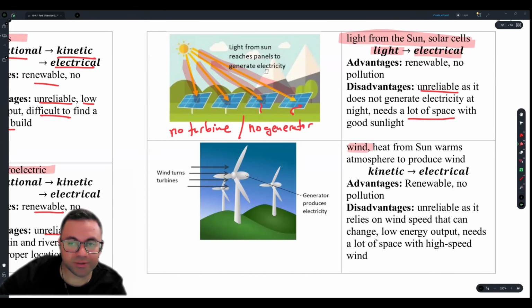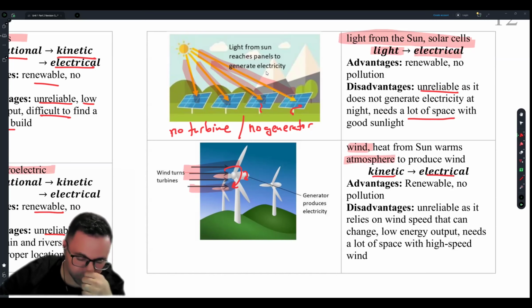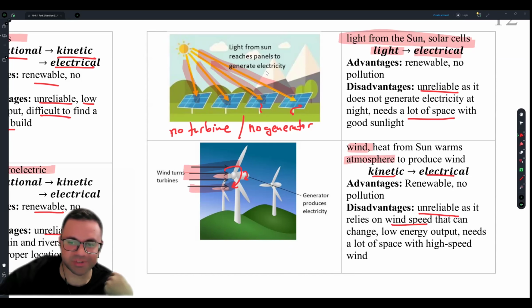The wind, which is from the atmosphere, like the motion of the atmosphere, hits these turbines. And what do the turbines do? They spin, which spins the generator connected to them, converting kinetic to electric immediately. Again, no more steps. It's renewable, it doesn't cause pollution, but it's unreliable because it relies on the wind speed, and that depends on the atmosphere. Needs a lot of space, low energy output, the same disadvantages.